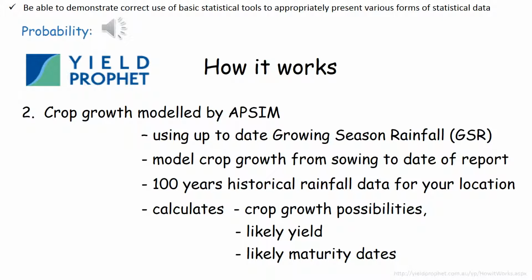It then makes predictive analyses based on 100 years of historical rainfall data for your location. It runs the scenario for your current situation through those 100 years of historical data and looks at, well, what are the probabilities of specific results and outcomes over those 100 years. So it's looking at the crop growth possibilities, the yield and likely maturity dates. We'll have a look at what the output looks like now.